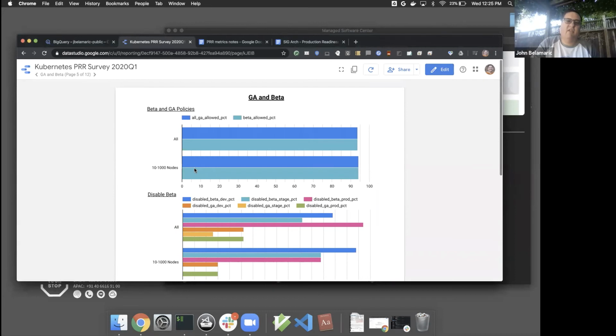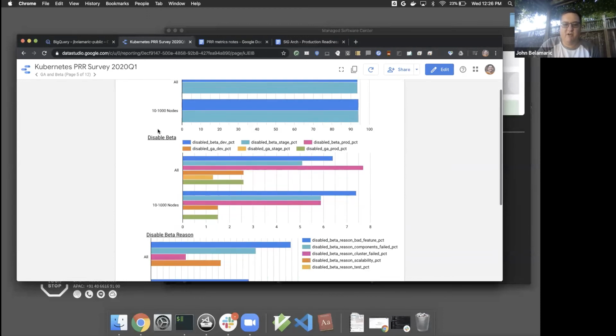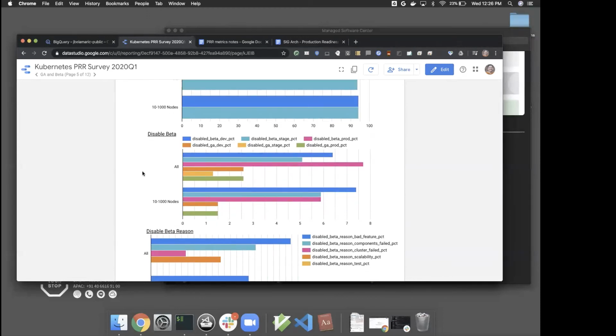Okay, disabling beta. So GA and beta, I've got three slides on this. This is kind of the overall GA and beta policies. Almost everybody allows all GA, and oddly enough, allowing beta and allowing all GA are identical. I checked them multiple times, but they were identical. Almost everybody does. And that was in prod, right?